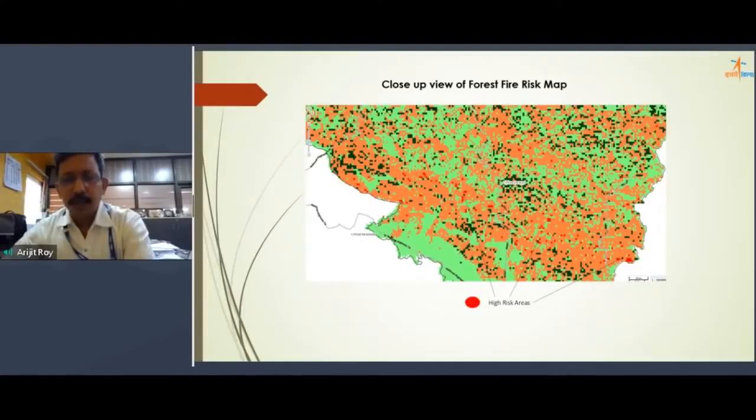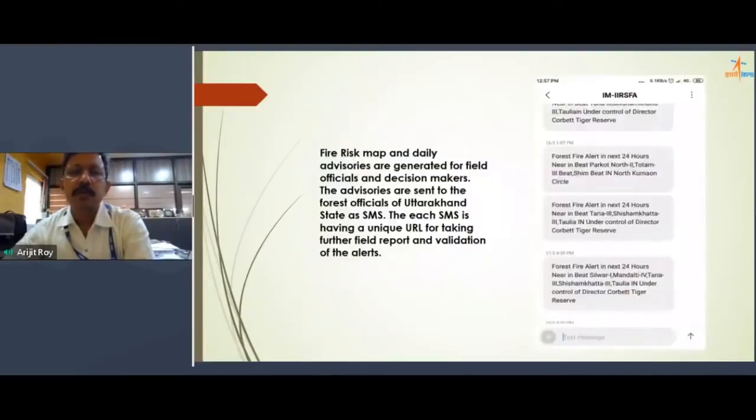And it's not just that, this entire system is also customized in such a way that we are now providing SMS alerts to the forest officials of Uttarakhand with each unique URL, which also helps us, as the recipient can provide us a field validation of the alerts.